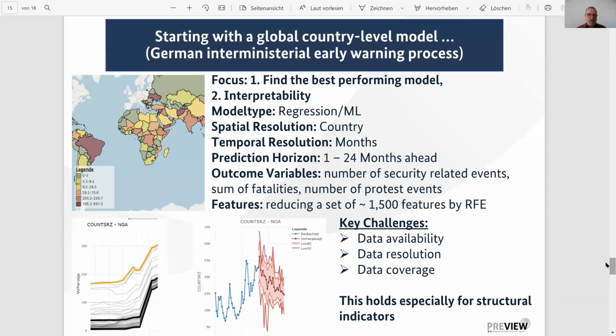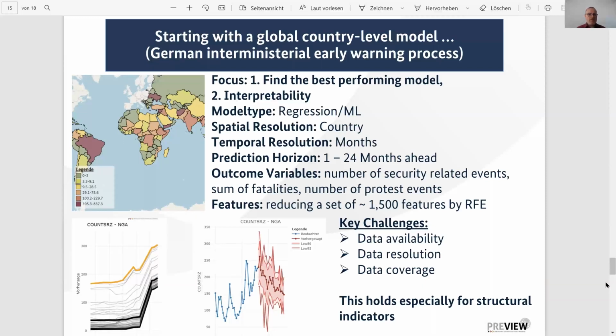And what are the outcome variables? It's more or less 3 outcome variables. It's the number of security-related events, so the absolute number, which we can find in a given country and a given month. Another is the sum of all fatalities, and the number of protest events.